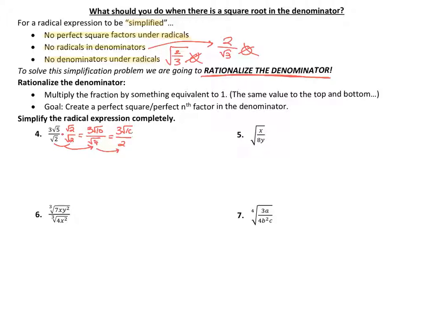I always want to check to see if that root can be simplified. Well, 10 breaks down into 5 and 2, so that radical cannot be simplified. So therefore, my final answer would be 3 root 10 over 2. Now, let's say this outside number, instead of a 3, was a 4 or a 6. Then I'd want to divide it with my denominator and simplify that fraction further. But in this case, it's a 3, and that doesn't divide evenly by 2, so I'm going to leave it the way it is.